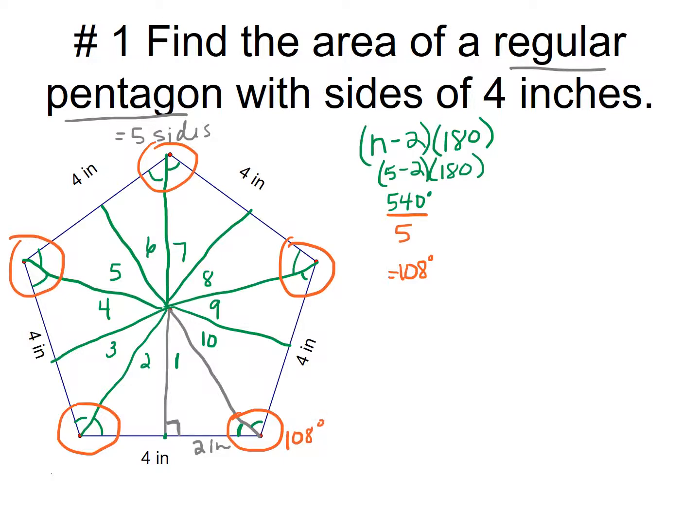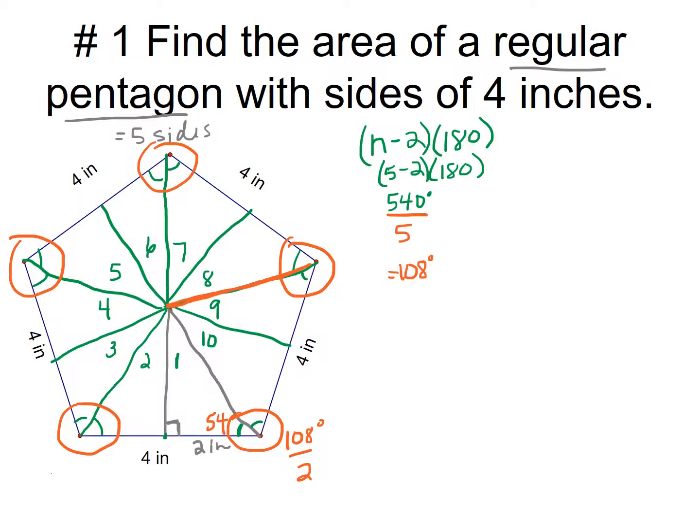But those angles seem to be divided in half. So if they're divided in half, that means I'm going to take this one away and I'm going to divide by 2 again. And I'm going to get the number 54. So when I take one away and I divide it by 2, I get 54.